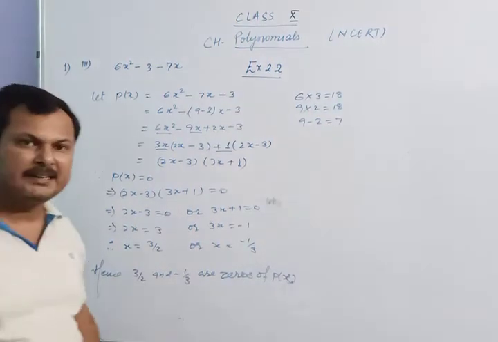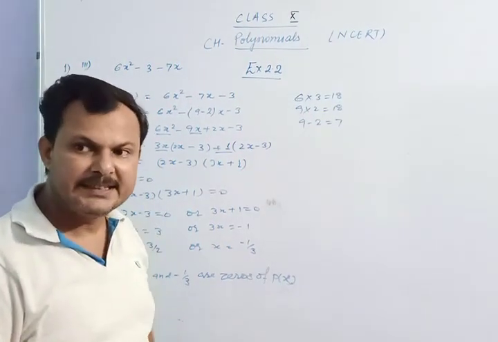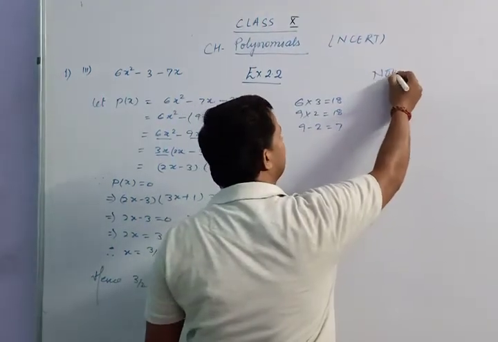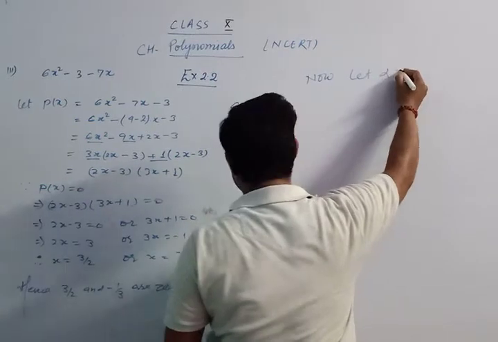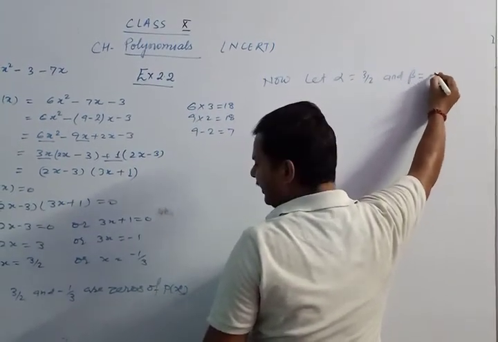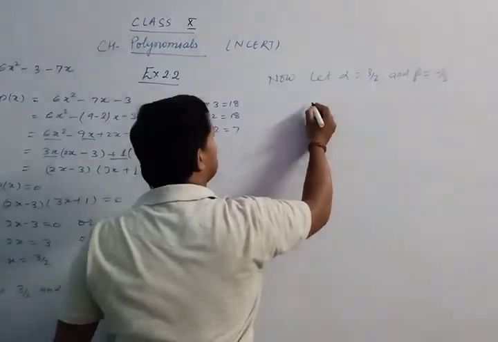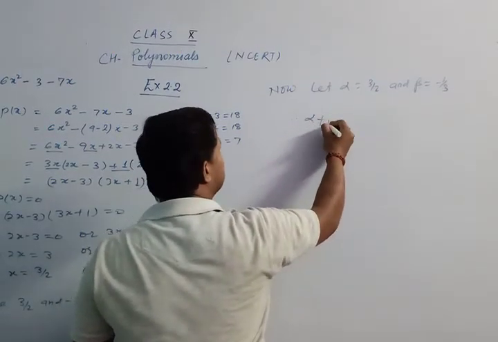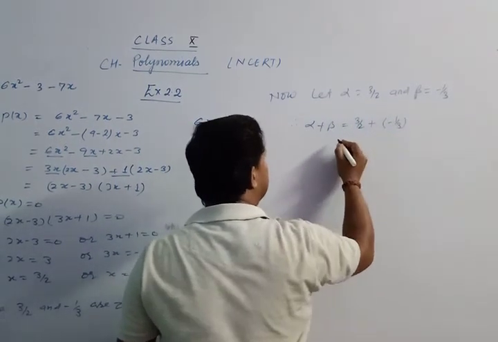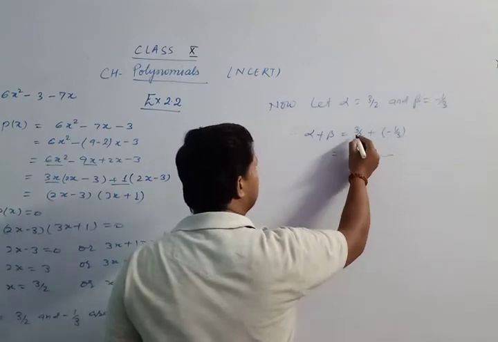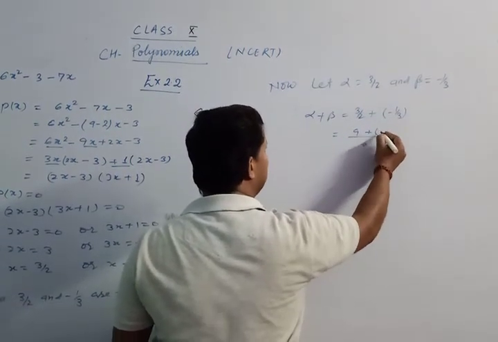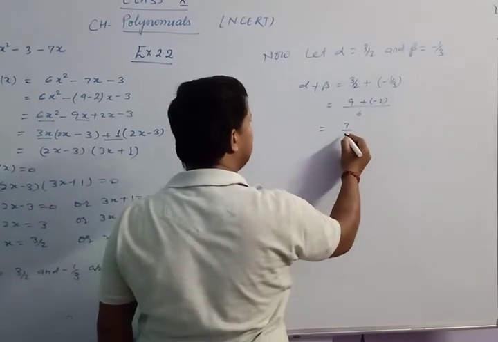Now we have to verify the relation between zeros and their coefficients. Now let alpha is equal to 3 by 2 and beta is equal to minus 1 by 3. Therefore, alpha plus beta, 3 by 2 plus minus 1 by 3. Take LCM, 6 will be the LCM. Here 2 threes are 6, 3 threes are 9, plus here 3 twos are 6, minus 2. It means 7 upon 6.